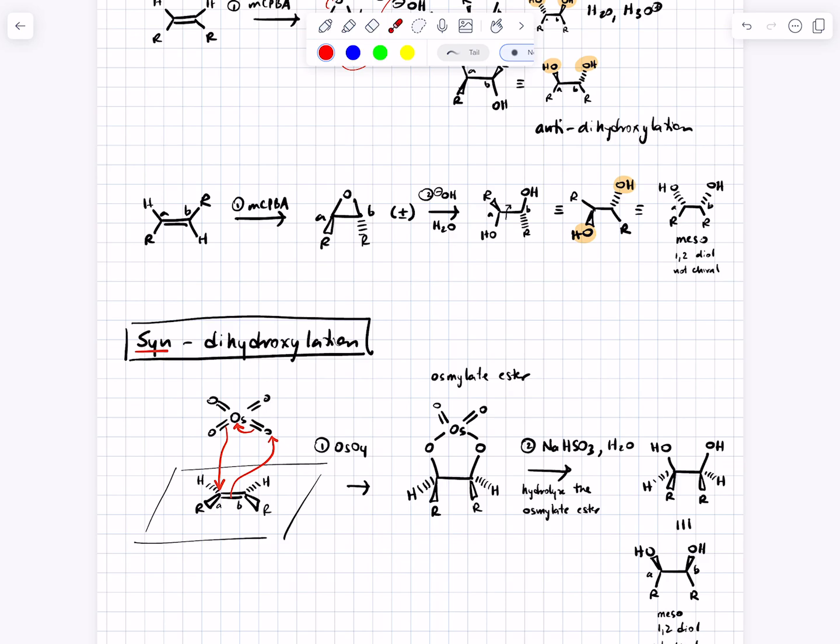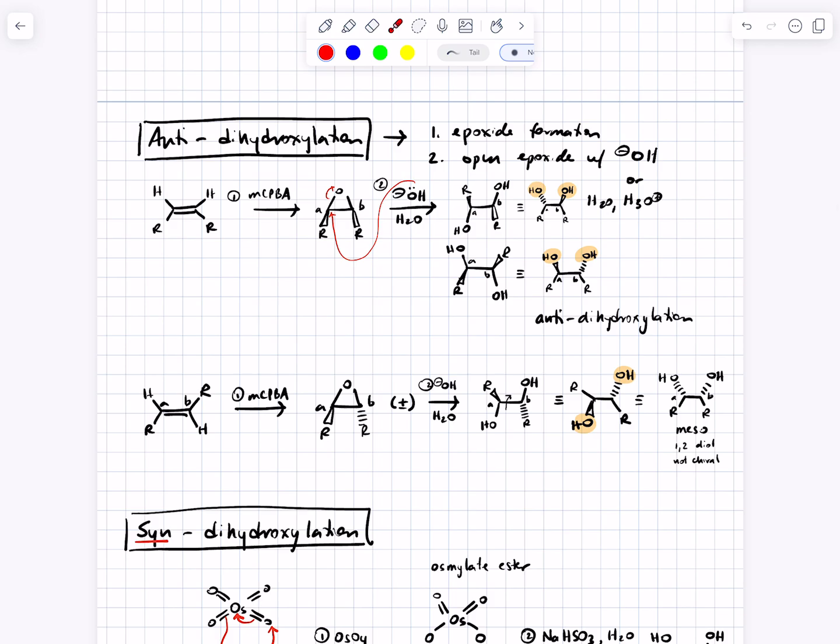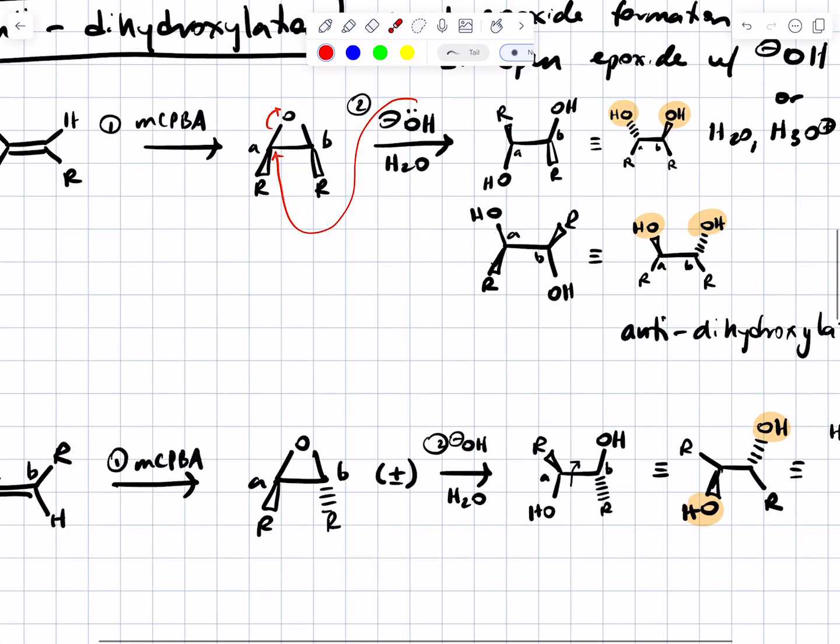Okay? Yes? In the MCPBA reaction, the nucleophile will attack the least substituted carbon. Right, so the question is, when you open an epoxide, if you use a strong nucleophile, will it attack the least substituted carbon? Yes, but carbons A and B are identical here in this example, so that's why it doesn't matter here. Second, because your nucleophile is OH minus, look at your product: both carbons A and B of your epoxide have the same thing on it.